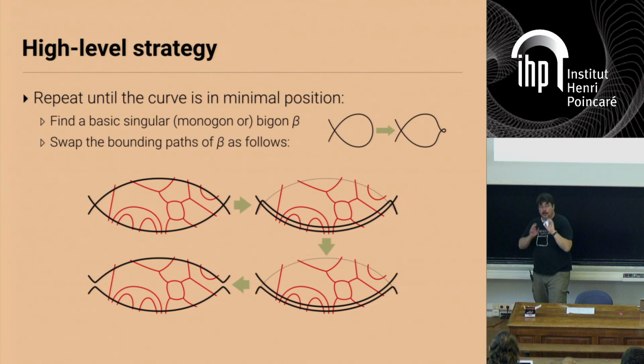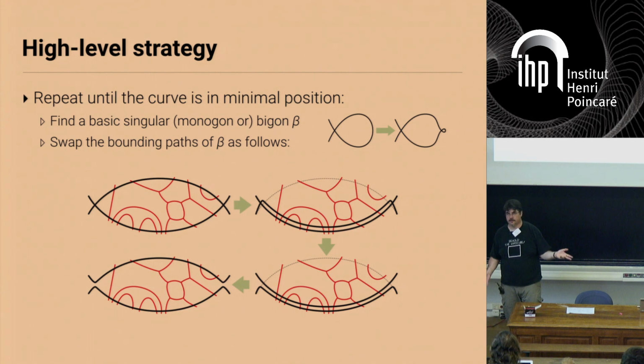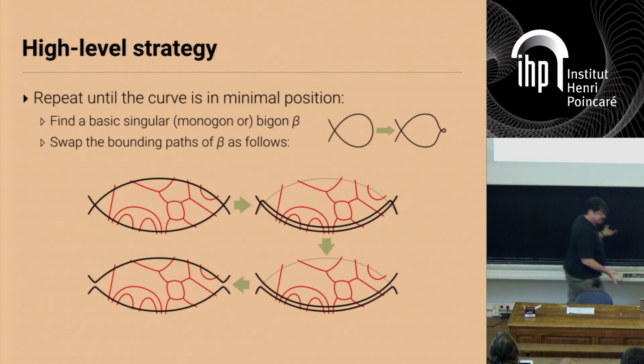So even though locally I may not be reducing the number of vertices, at each stage I've resolved one bigon, thereby reducing the number of vertices by 2. So I know after a linear number of these stages I will have gotten rid of all of the vertices. Okay.